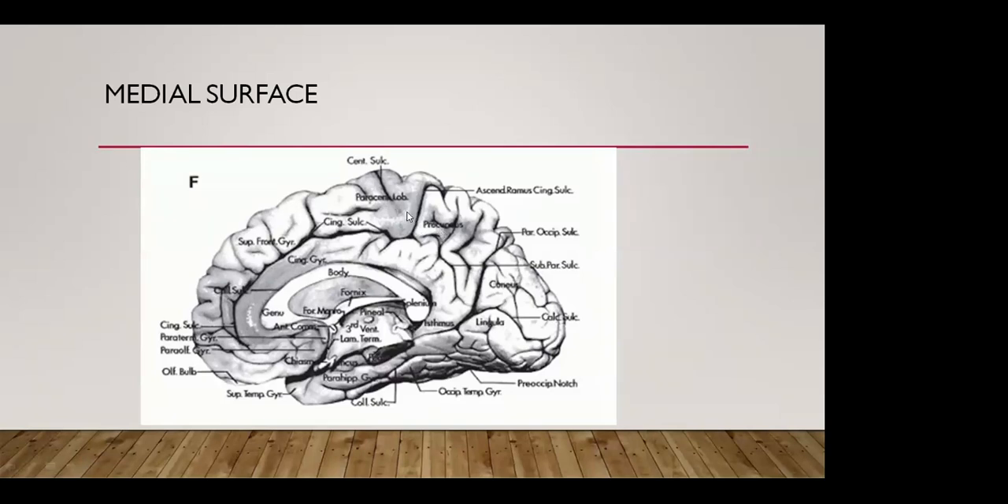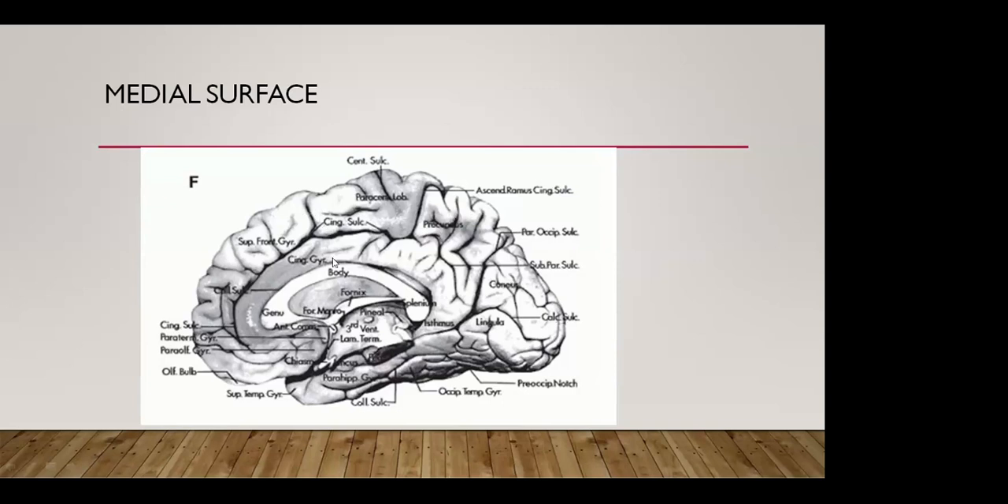And then posterior to the ascending ramus of the cingulate sulcus, we can appreciate the precuneus, which is again part of the parietal lobe. So all the structures lying anterior to it are going to be constituting the frontal lobe. And posterior to the ascending ramus of the cingulate sulcus, we basically have the beginning of the parietal lobe.